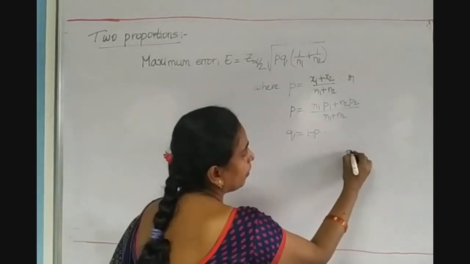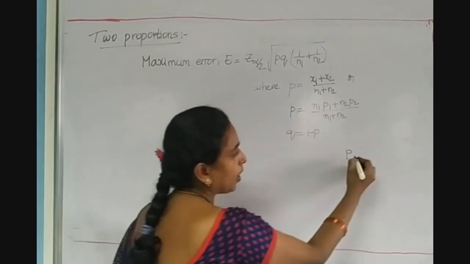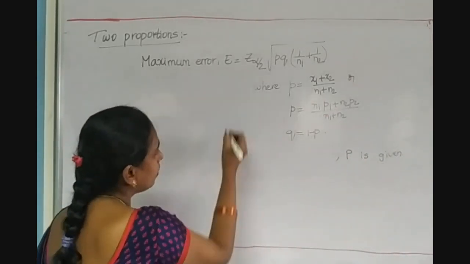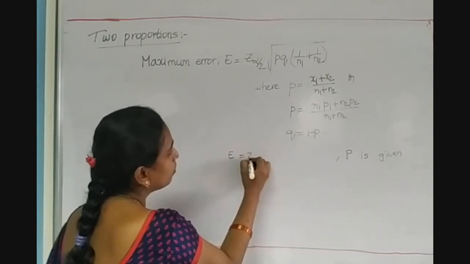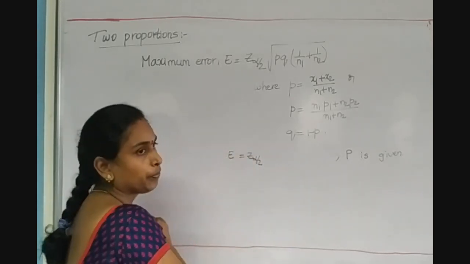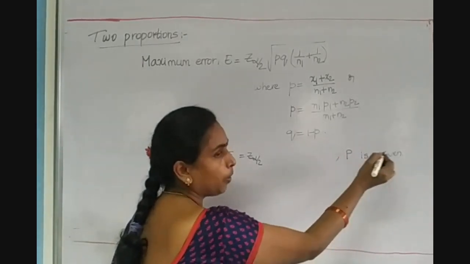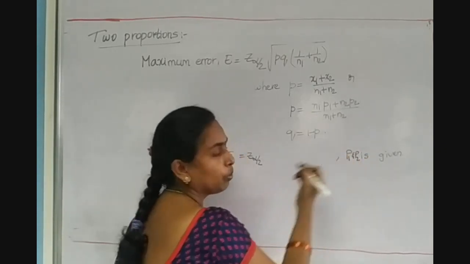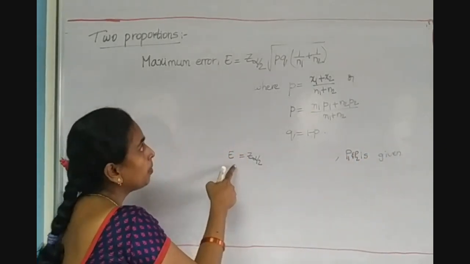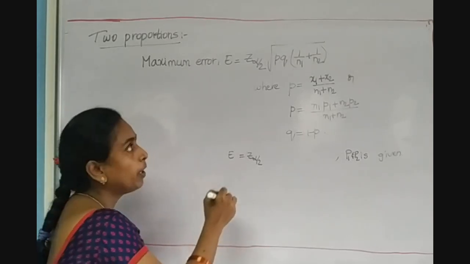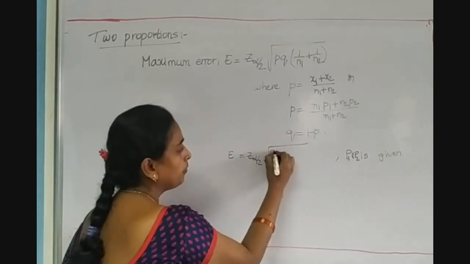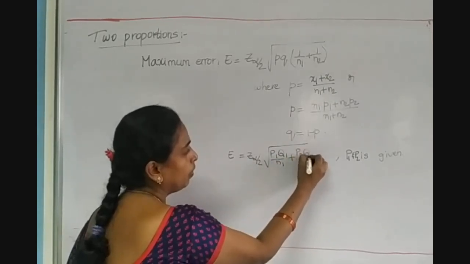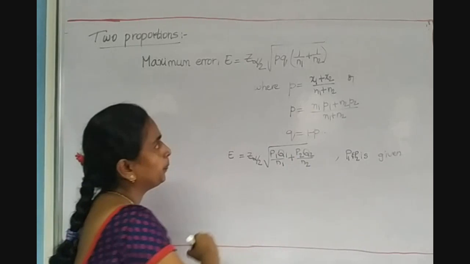Suppose the population proportion, that is capital P, is given, then the maximum error E equals Z alpha by 2. Suppose two population proportions, that is P1 and P2, are given, then the maximum error E equals Z alpha by 2 into square root of P1 Q1 by N1 plus P2 Q2 by N2.